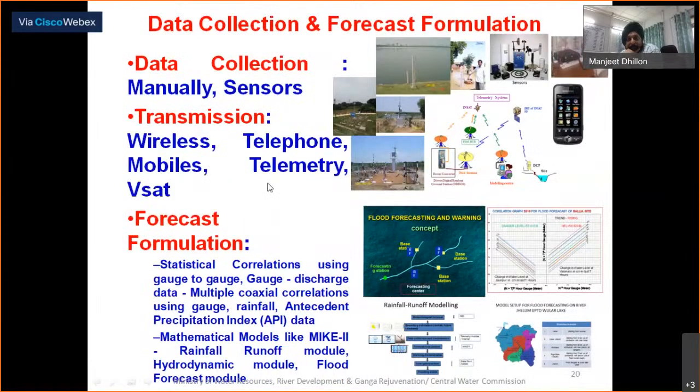And then data collection and forecast formulation. Data collection is also done manually and transmitted by various ways, and forecast formulation uses statistical correlation. Of course, the telemetry, earlier it was manual, now it has turned into a telemetry system.